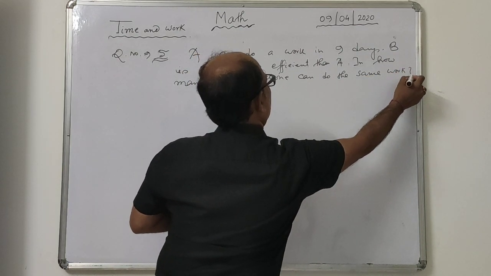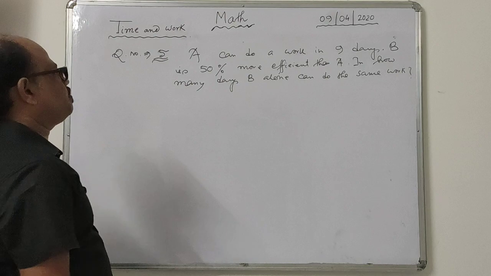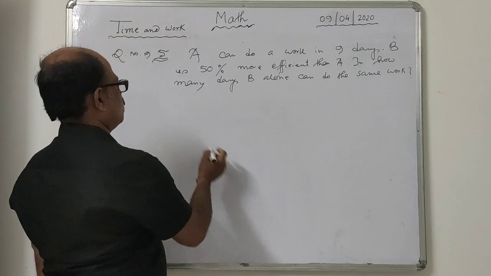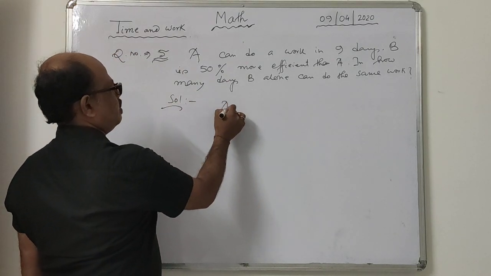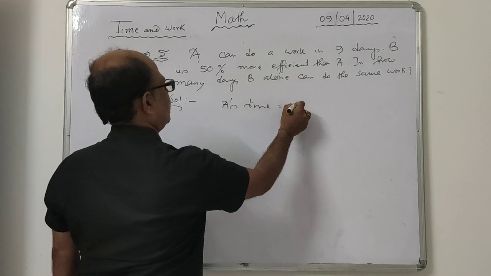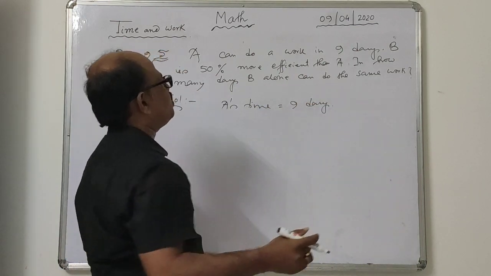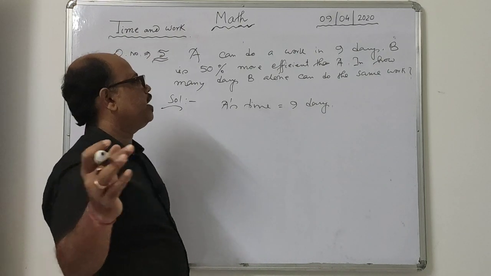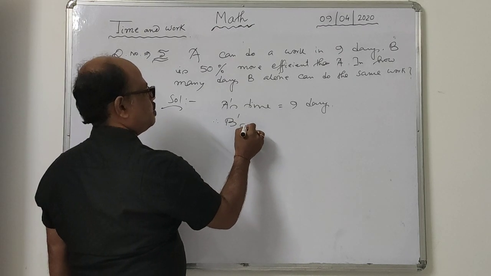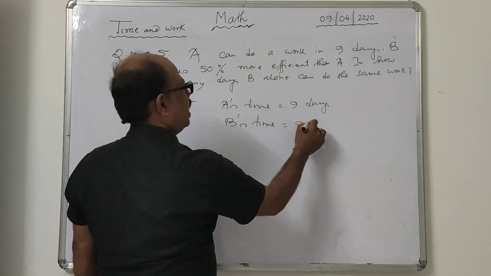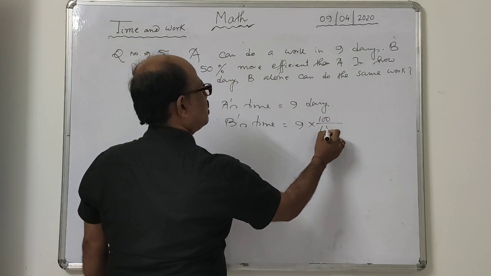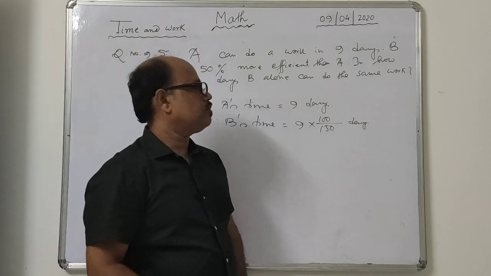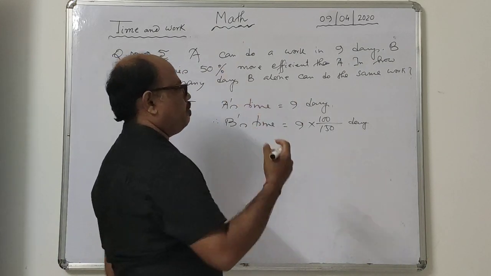Same work. Look at the boards. A can do the work in 9 days. That is A's time given in the question, 9 days. And B is 50% more efficient. That is, B will take less time than A to complete the work. A very simple method: B's time will be 9 into 100 by 150 days.